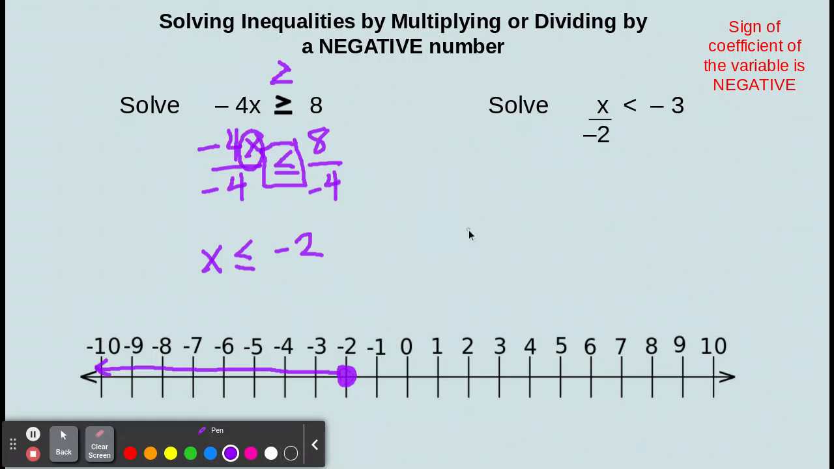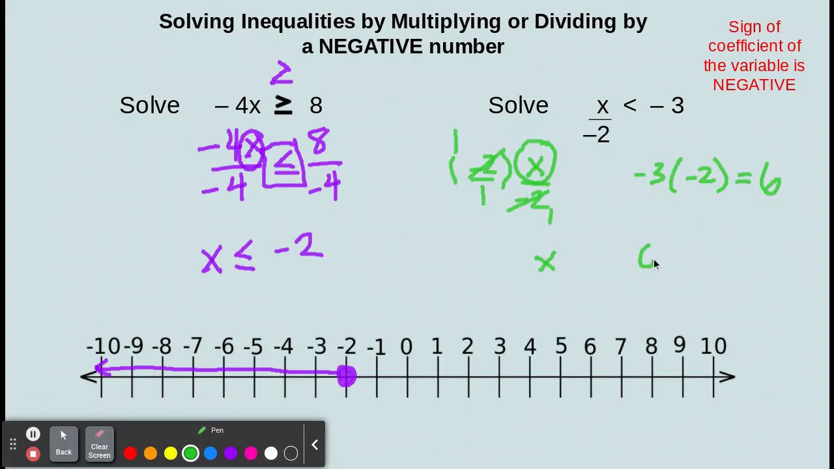Okay, let us look at this one here. x divided by negative 2 is less than negative 3. To isolate x by itself, on the left side, we need to multiply both sides by negative 2, right? Because negative 2 divided by negative 2 is the same as 1. So again, we're left with just x. And negative 3 times negative 2 is 6. Okay, so it looks like this, x and 6.